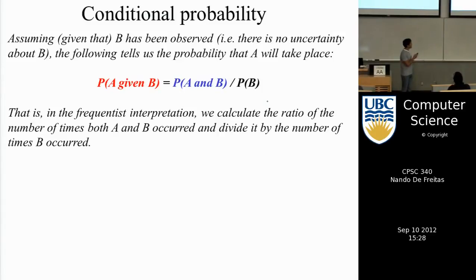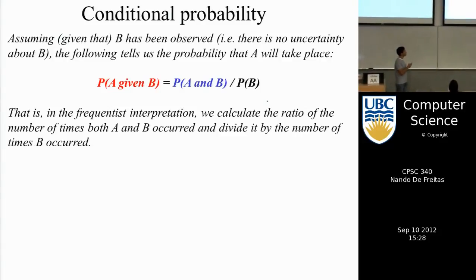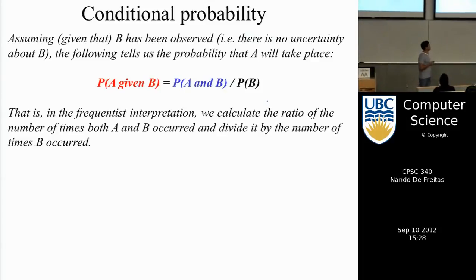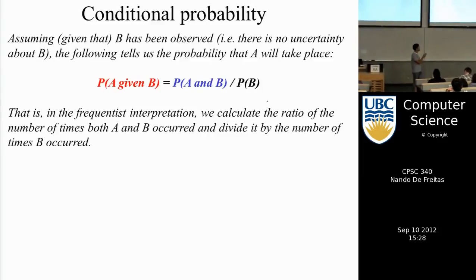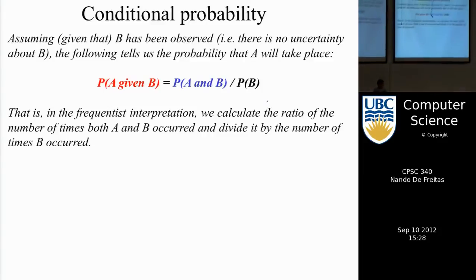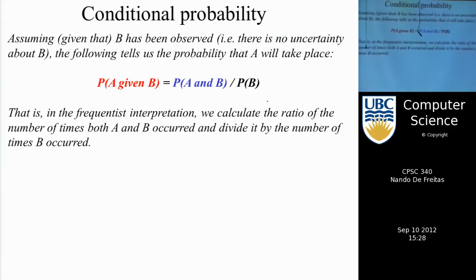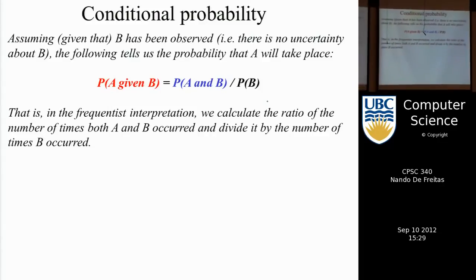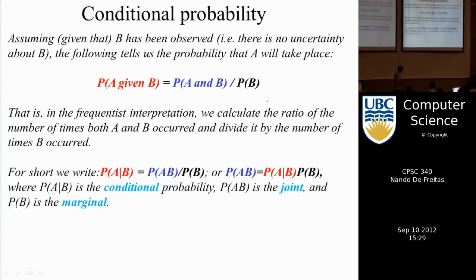So supposing you know B, what are the chances of A? One natural way to answer this question is to count the number of times B has happened and the number of times A and B have happened, and divide them. For example, what's the probability that it rains when it is cloudy? You check the number of times it's cloudy, and the number of times that it's cloudy and it rains, and you divide one by the other. That gives you the probability that it will rain given that it's cloudy. So that's a simple interpretation.